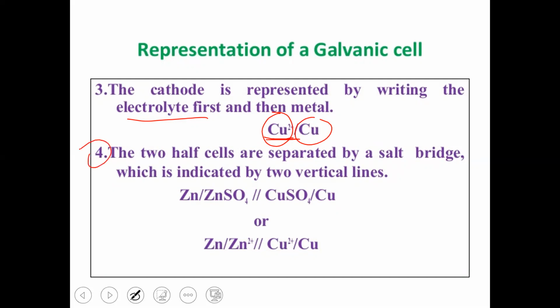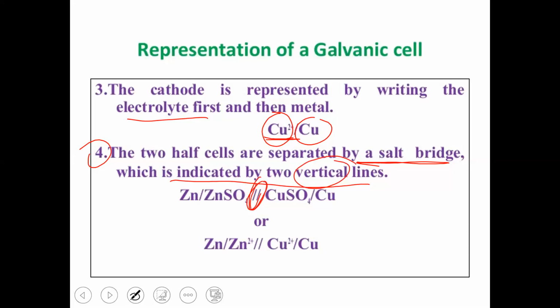After that, the two half cells are separated by the salt bridge. If you observe the Daniell cell, the two half cells are combined with one salt bridge. Then how can you indicate the salt bridge? Here the salt bridge is indicated by two vertical lines. These two vertical lines indicate the salt bridge.